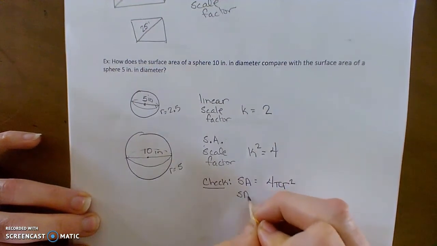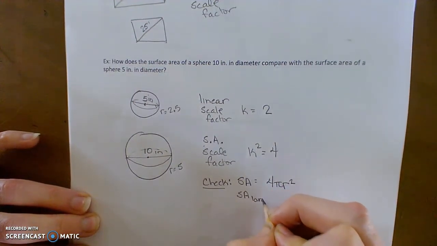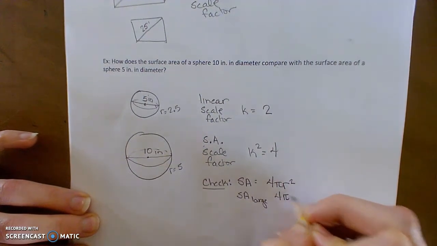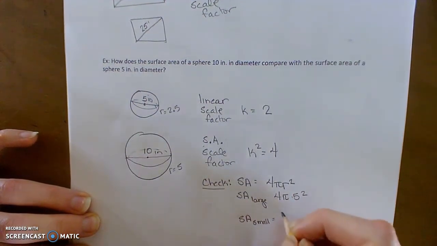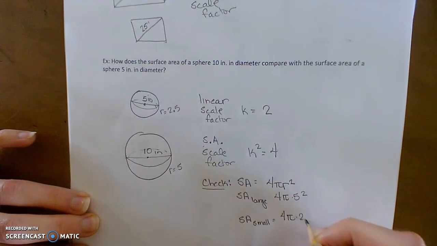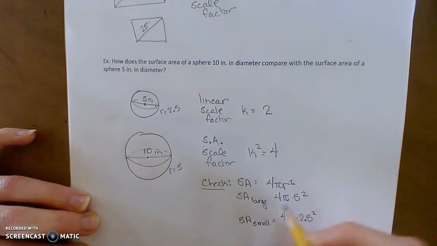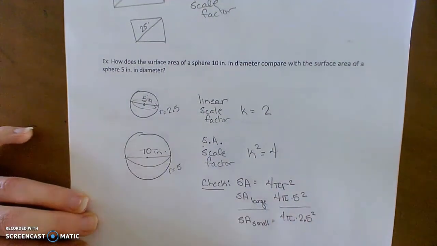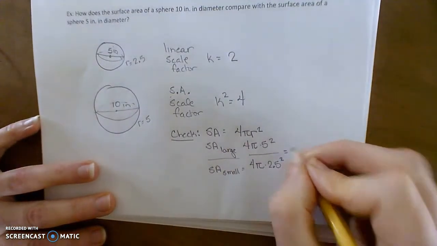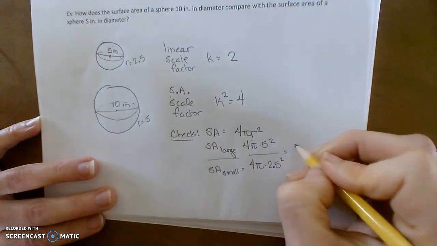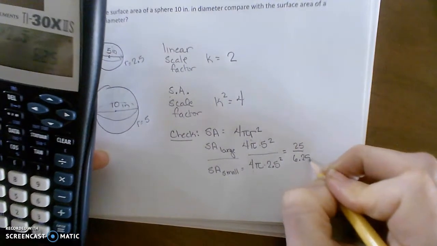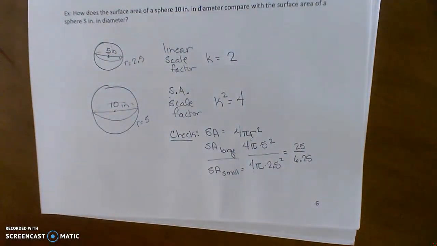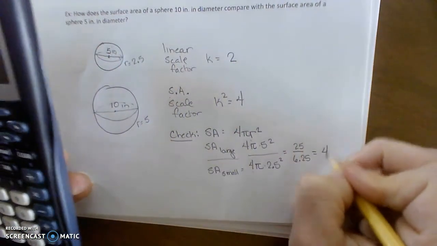So the surface area of the large sphere would be 4 pi times 5 squared. And the surface area of the small sphere would be 4 pi times 2.5 squared. So now if you make the ratio of those two amounts, large over small, the 4's cancel, pi's cancel, 25 over 2.5 squared, which is 6.25, and 25 divided by 6.25 is indeed 4.